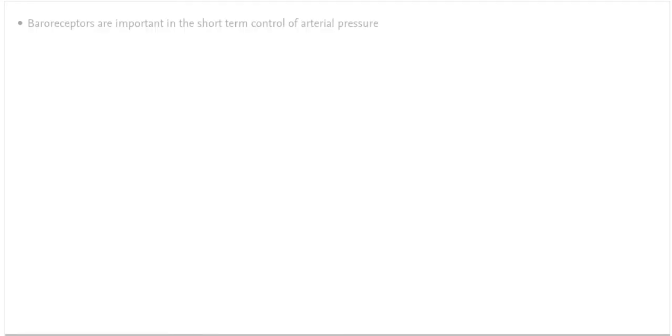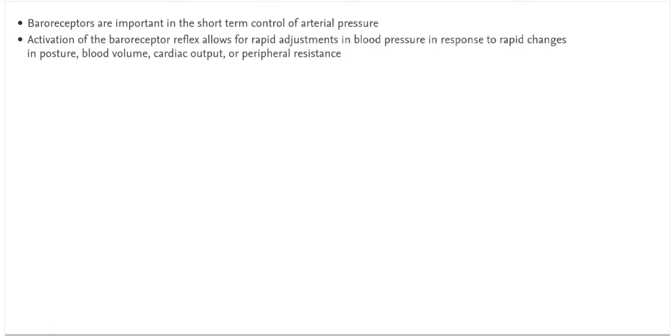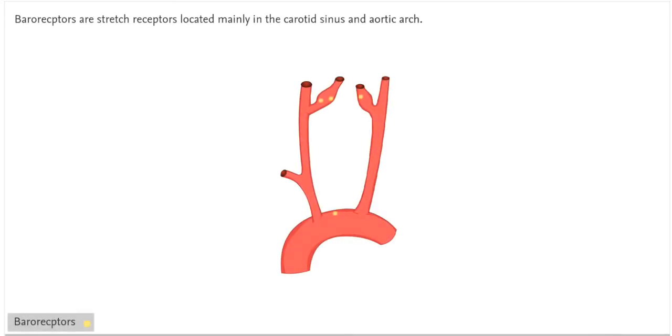Regulation of blood pressure. Baroreceptors are important in the short-term control of arterial pressure. Activation of the baroreceptor reflex allows for rapid adjustments in blood pressure in response to rapid changes in posture, blood volume, cardiac output, or peripheral resistance.